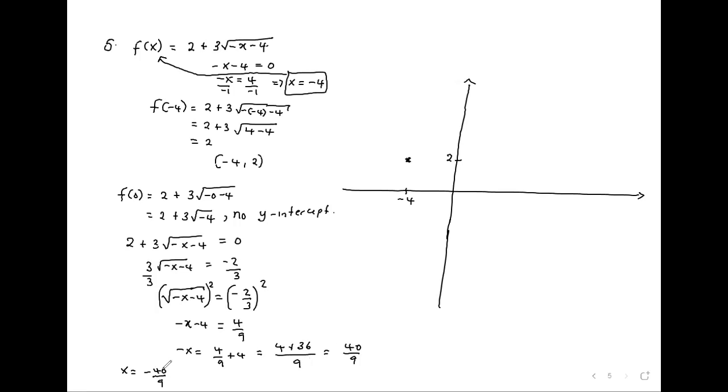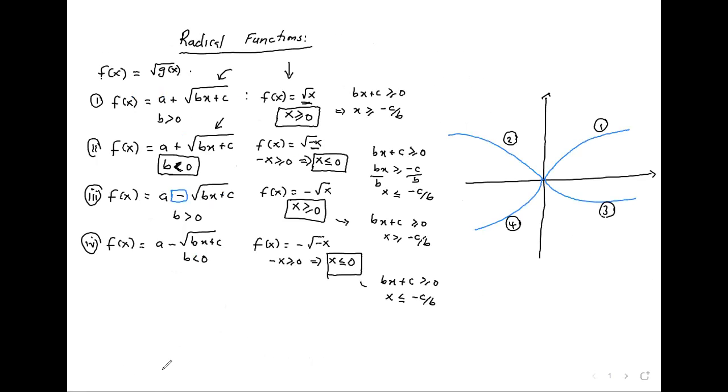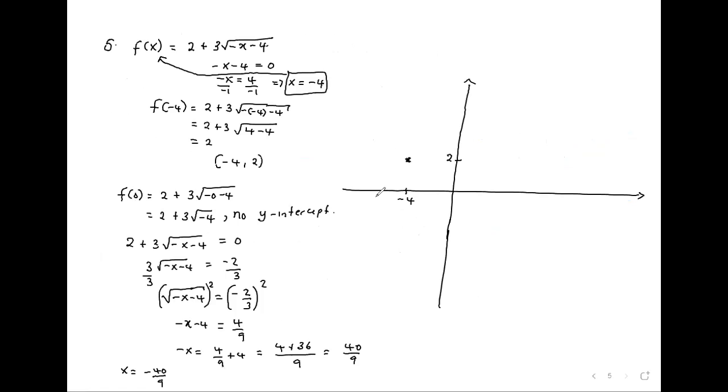So let's see now. Let's go back, since we still have the opportunity to go back and check. When b is less than 0 and outside is plus, our domain is this: x less than or equal to -c over b. So where are we? We're here, outside is plus.